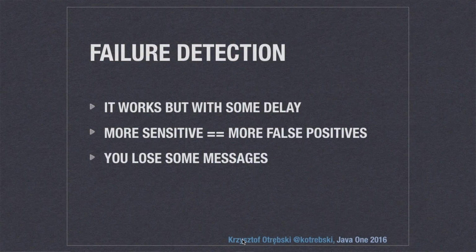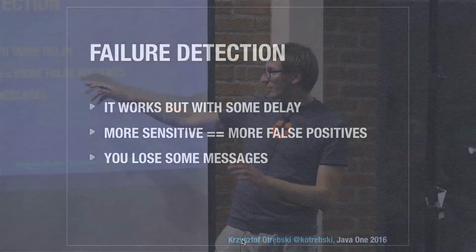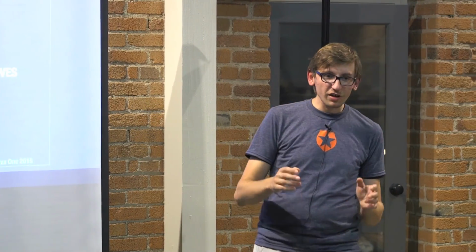So let me summarize. Failure detection. OK, it works. It needs some delay. You can lose some messages. And if you want to tune it, you can make it more sensitive, but you can get some false positives. When I was running a similar example on localhost, I could tune this setting very aggressively, so it works very quickly. But if I move to a network environment, I get a lot more false positives, and the application was not usable. So you have to remember this trade-off.